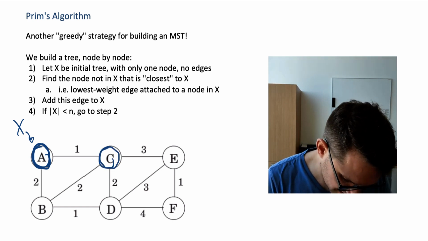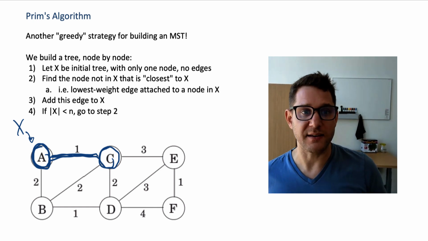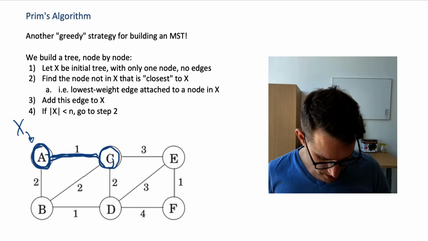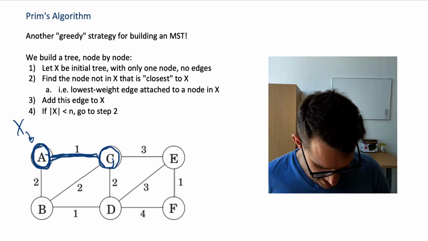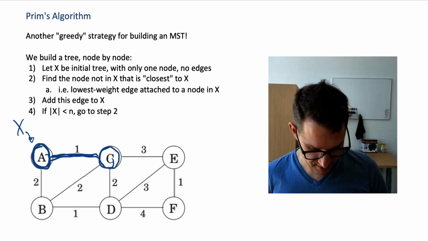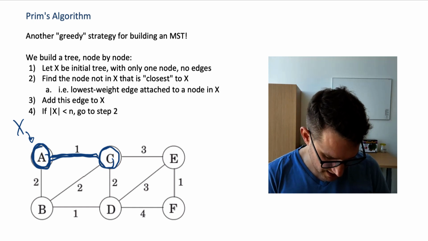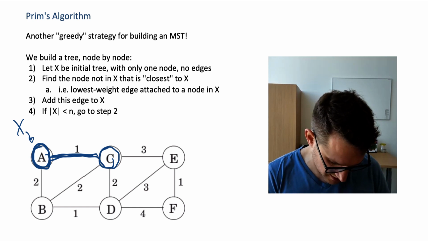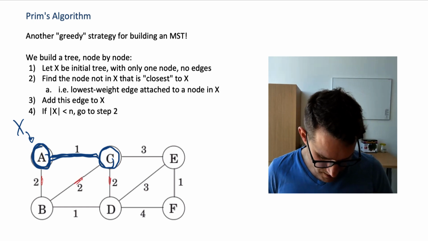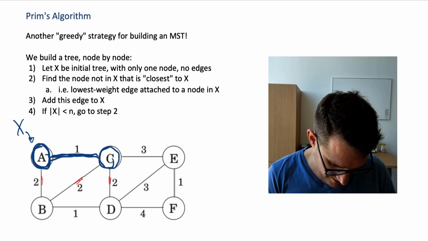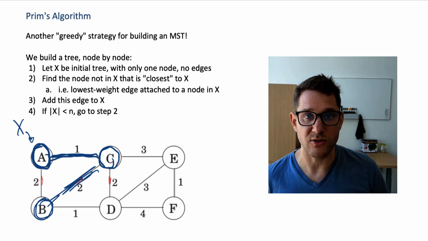Now x is a and c. Now we look at all of the things that attach to x, that attach to a and c. And we have B, we have D, and we have E. Which of the edges that attaches to x is the smallest? Well, I guess I have three options here. I could use this edge right here, this edge right here, or this edge right here. Let's utilize this edge. So I'm now going to attach B using this weight 2 edge.